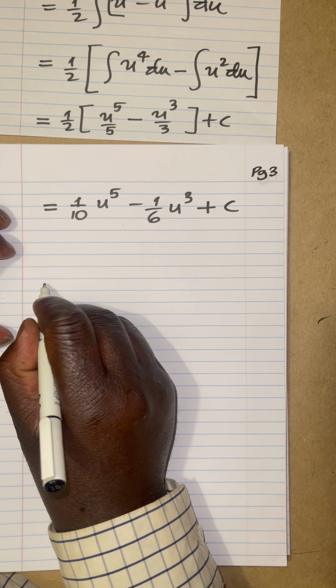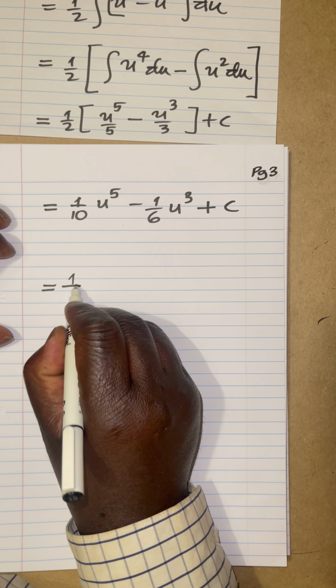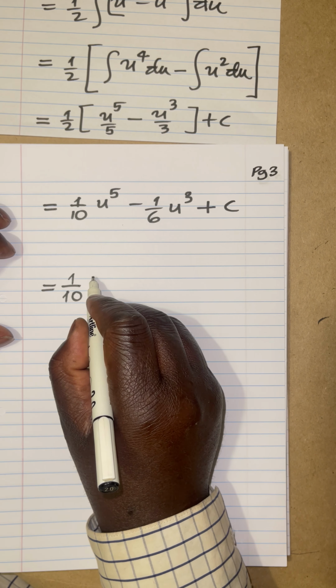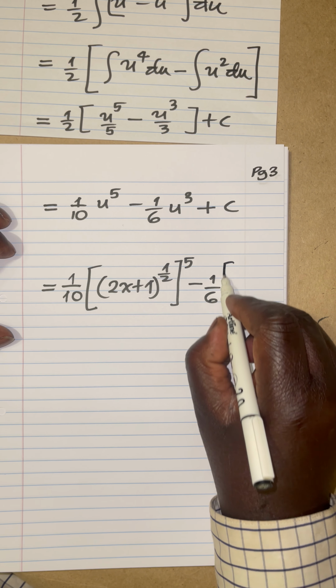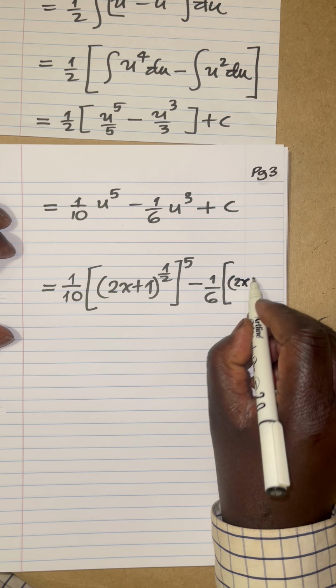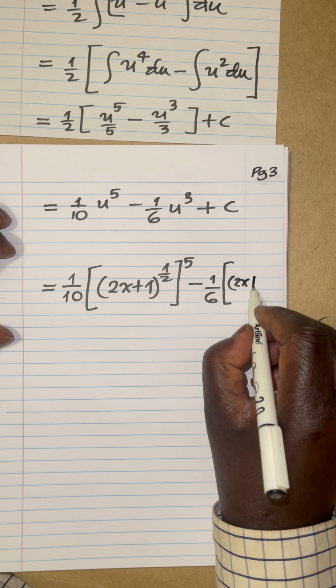So now I have this changes to 1 over 10, and then I have 2x plus 1 power half, but we have the power 5 outside, and then we have minus 1 over 6, and then we have the same thing, 2x plus 1 power half, outside there's a power of 3, you can see the power of 3 there, and then plus c. Hopefully you can see the 3 there.